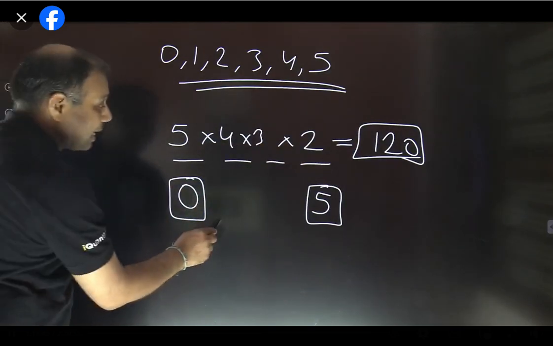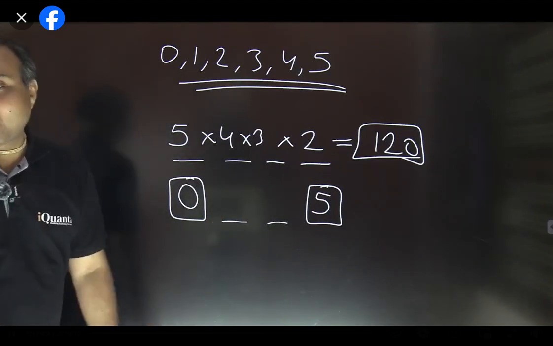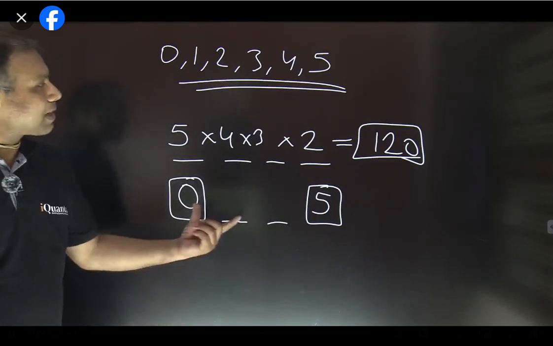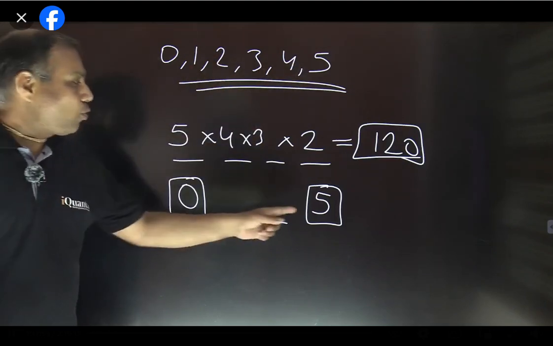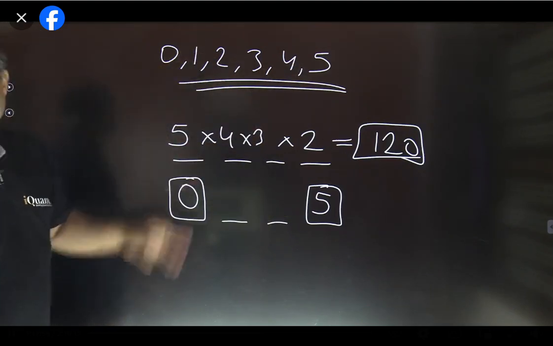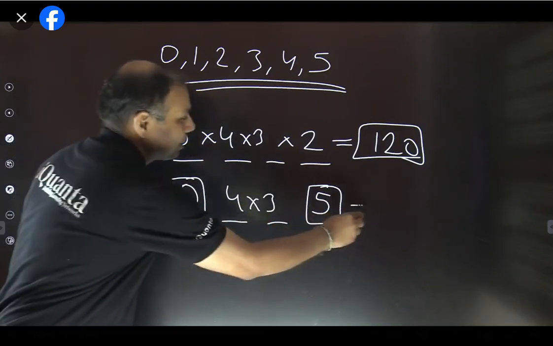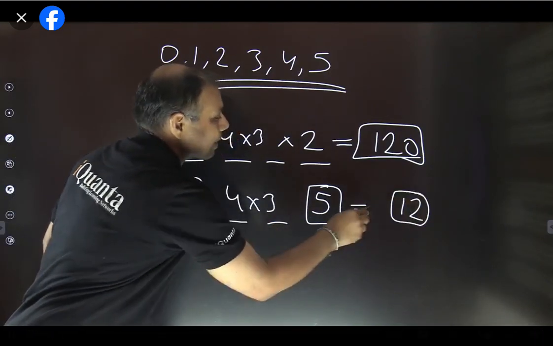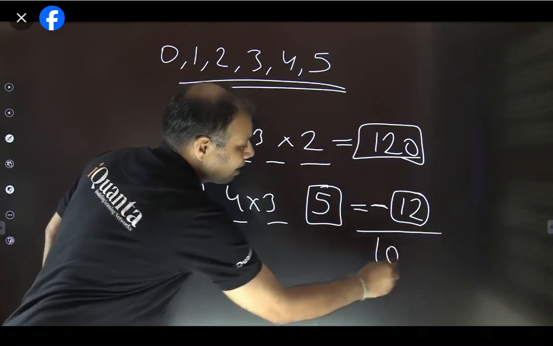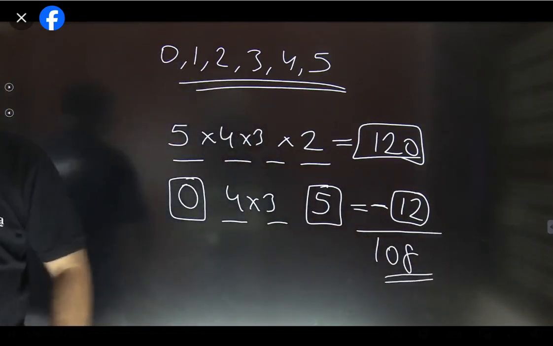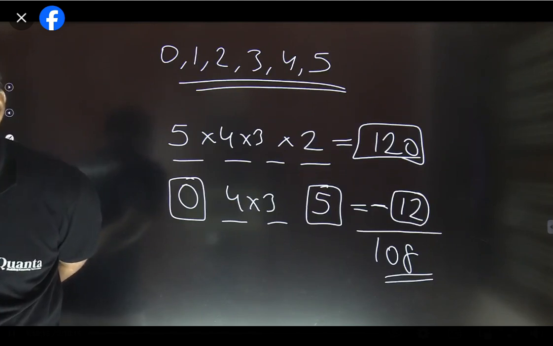How many such numbers are there? Let's count that. Only the middle 2 places are to be filled now. Out of these 6 digits, 2 have already been used, so 4 are remaining. So it is 4 into 3, that is 12. So this 12 needs to be subtracted from this 120. The answer is 108. Is it okay? Excellent. Yes, Farhan, that's true.